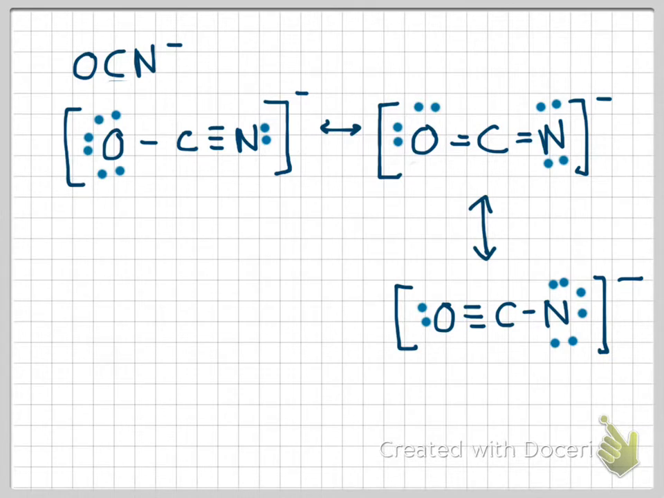Now, if we look at the resonance structures for the cyanate ion, OCN, I drew three Lewis structures for this ion, with C being central. And carbon is central because it is the least electronegative here.